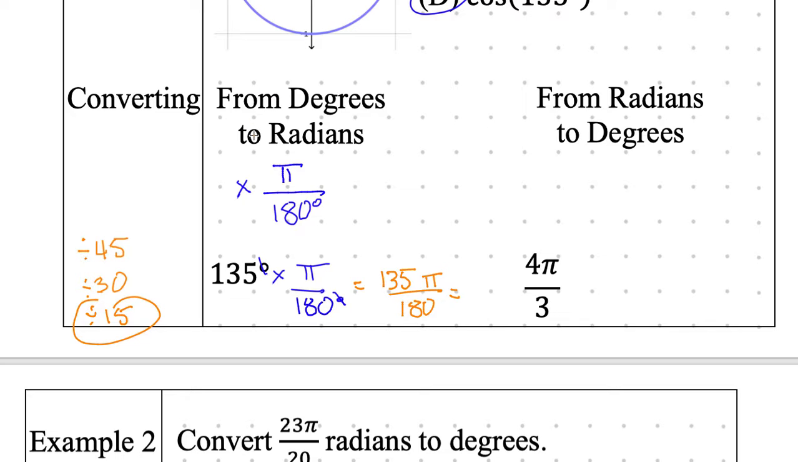Wait, why don't we just do it by 30? 30 doesn't go into 135. Oh, you're right. 45 does go into 135. 90, 180. That's 3, right? And how many times does 45 go into 180? 4. So this is 3 pi over 4.